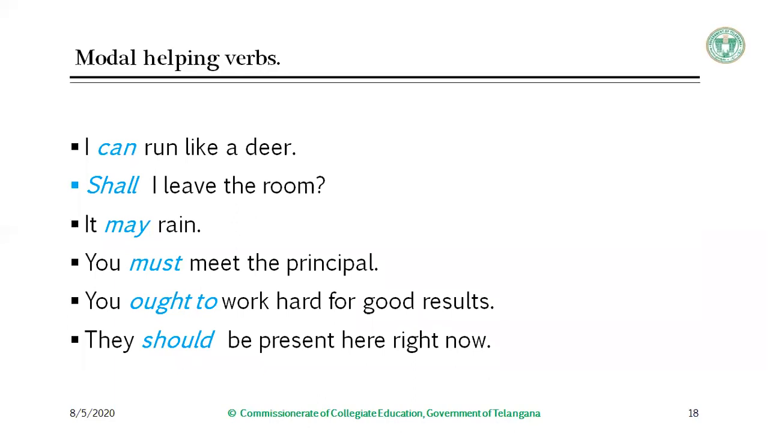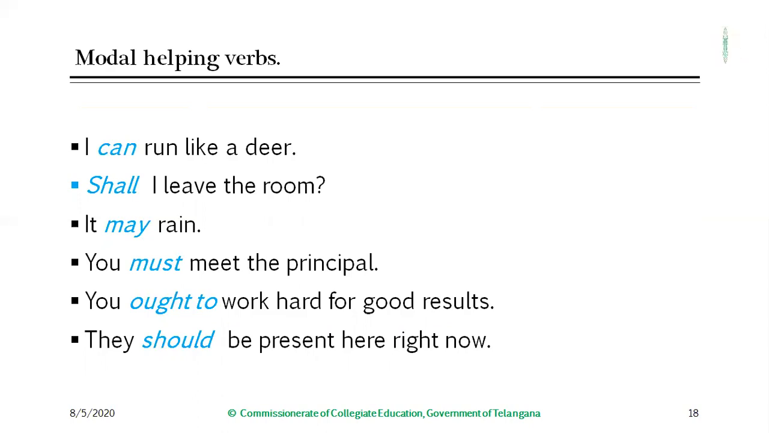Now let's look at the sentences here. I can run like a deer. Here, can is the modal helping verb. Shall I leave the class? Leave is the main verb. Shall is modal helping verb. It may rain. Rain is a main verb, and may is modal helping verb. You must meet the principal. Meet is the main verb. Must is modal helping verb.